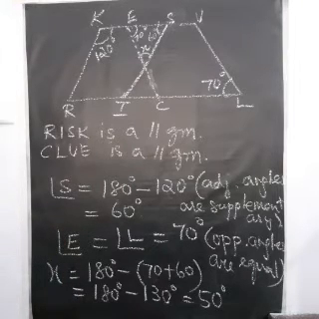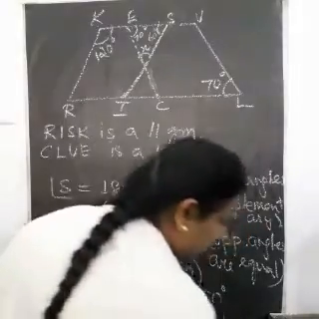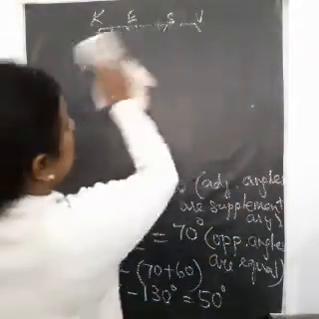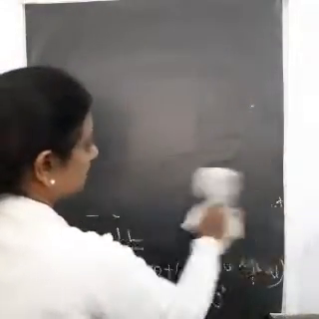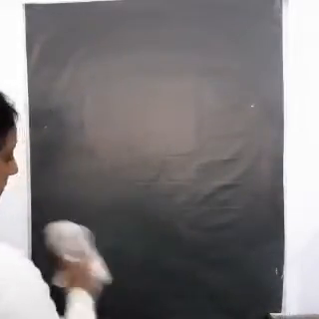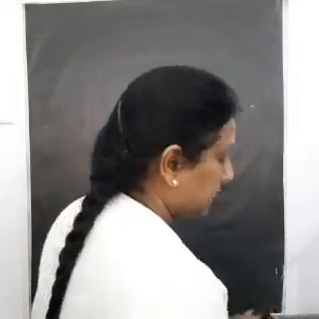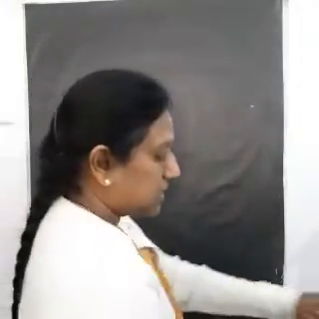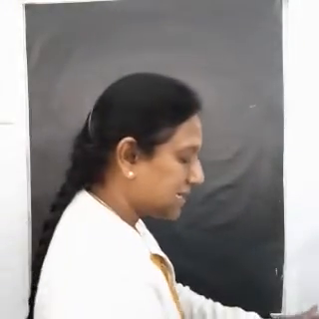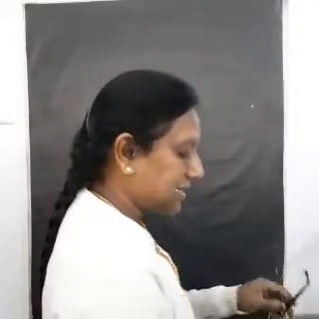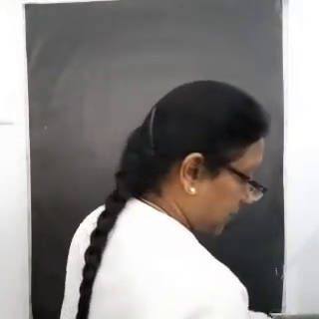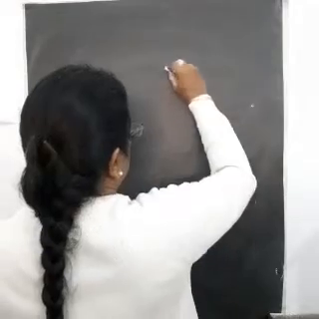Have you understood, children? Okay, we'll do one more sum. Now, supposing we have a rhombus. In a rhombus, we know that the diagonals bisect each other at 90 degrees, right? Now, they have given a rhombus like this.